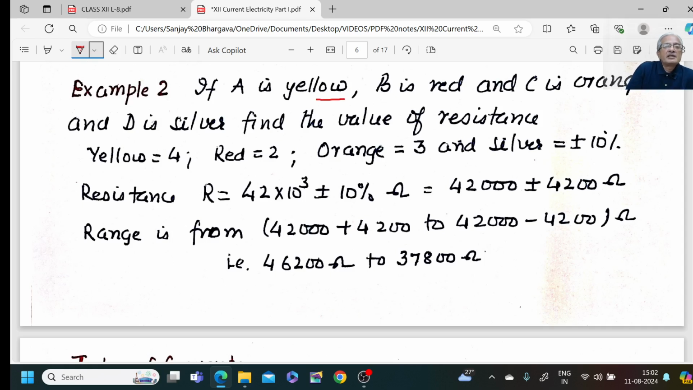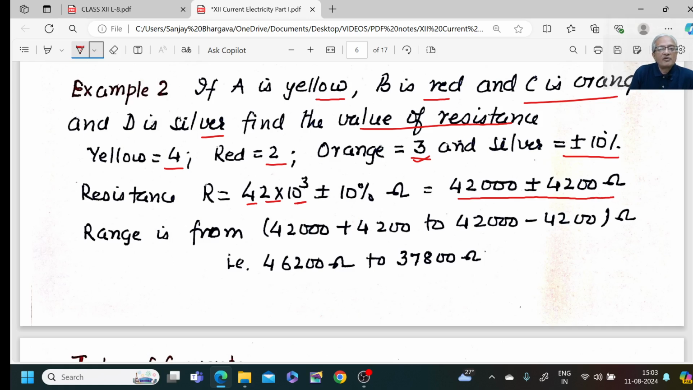If the ring A is yellow, B is red, C is orange and D is silver, find the value of resistance. Yellow is 4, red is 2, orange is 3 and silver gives me plus minus 10%. So the resistance is 4, 2 and the multiplier is 10 raised to the power 3, plus minus 10%. So it gives me 42,000 plus minus 4200 ohm.